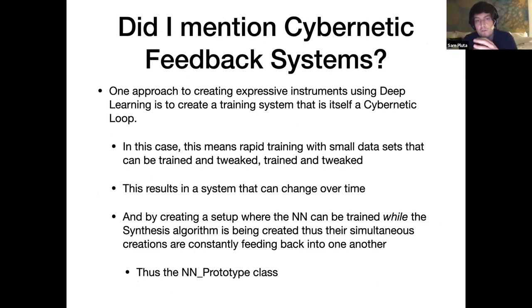So one approach to creating expressive instruments using deep learning is to create a training system that is itself a cybernetic loop. In this case, I want to be able to rapidly train my system. I want to find the points that I like, train it, and test it. See if I like it. Reload the points, tweak one of them, take it out, put a new point in, see if that totally changes the result. So instead of a training set with a million points, it's more like a small number of points, just getting them right and then entering the network there.